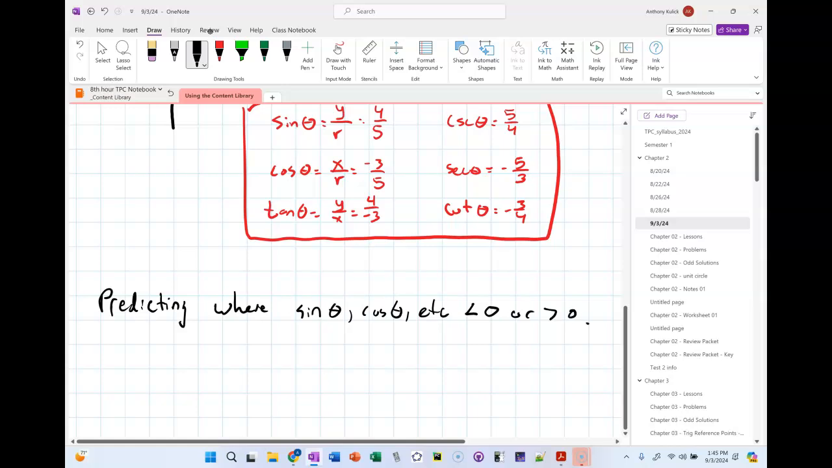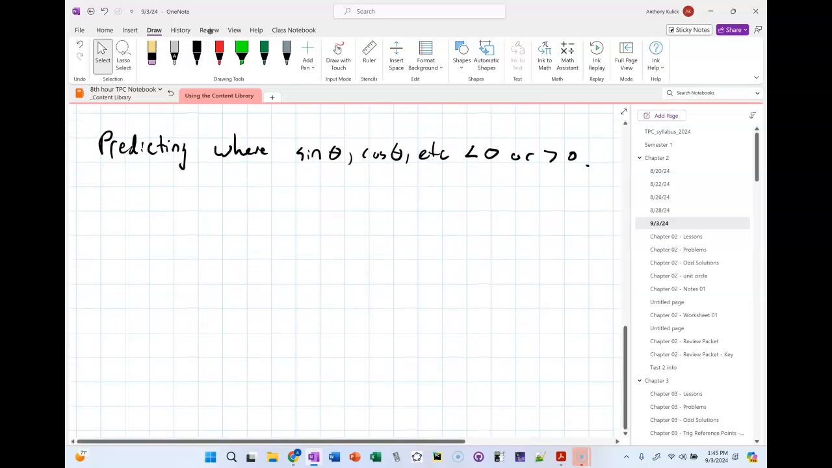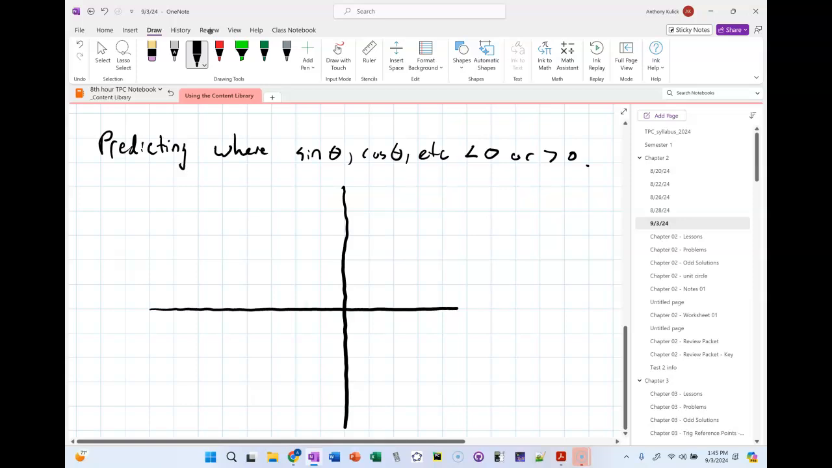So we're going to be making predictions, figuring out where sine, cosine, etc. is either negative or positive. I'm just going to draw a picture to help us organize this information. I'm going to start with the xy axis, and I'm going to start in quadrant 1.